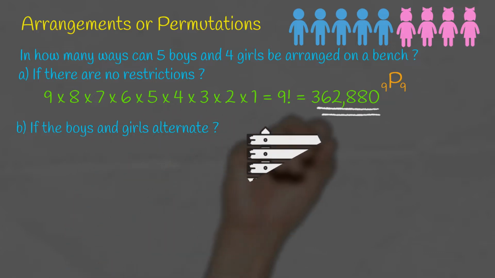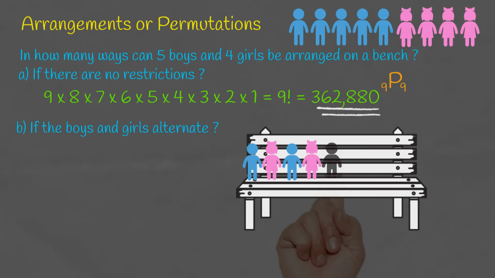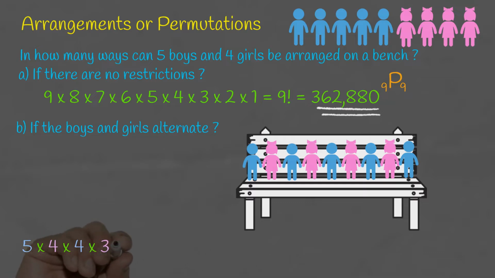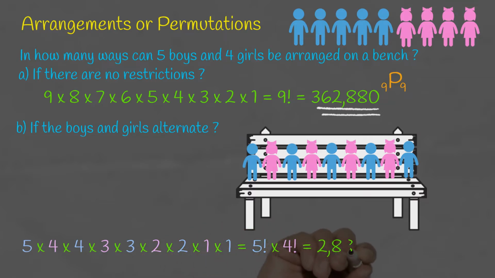Now, if you want to alternate the boys and girls, because there's 5 boys and 4 girls, there will have to be a boy on each end of the bench. So for the first person, we have a choice of 5 as there's 5 boys. For the second person, we have a choice of 4 because there's 4 girls. And for the third person, we have a choice of 4 because there's only 4 boys left. And then 3 because there's 3 girls left, and so on. So it could also be written as 5 factorial times 4 factorial. And the final answer is 2,880.